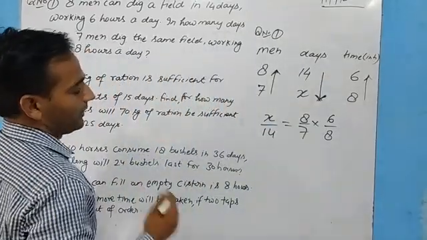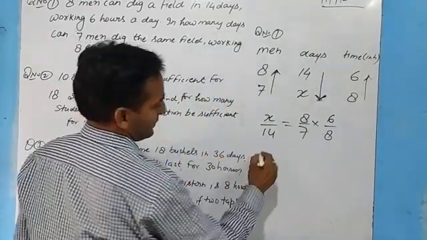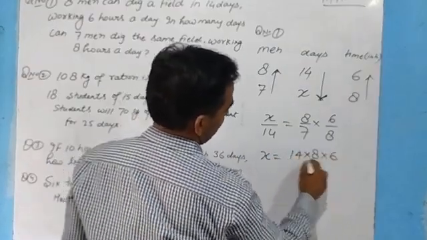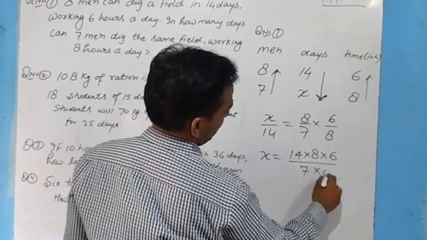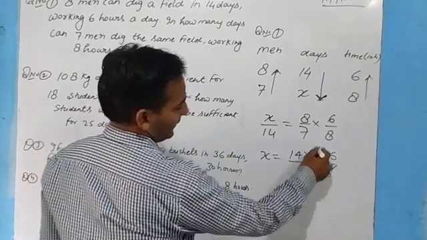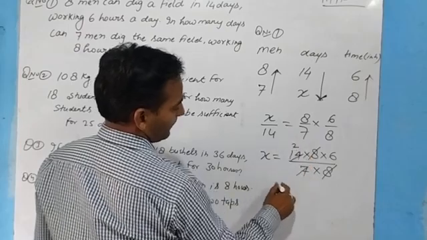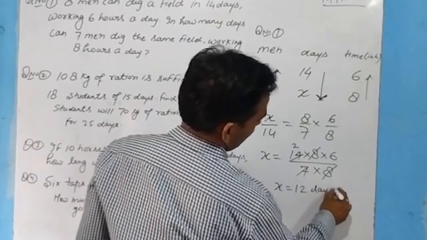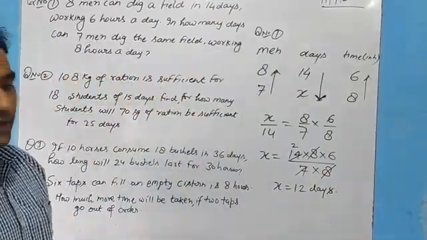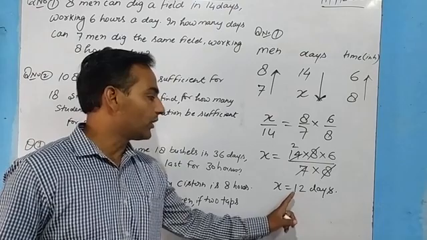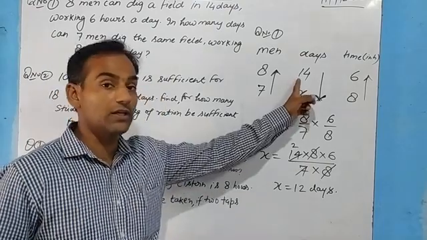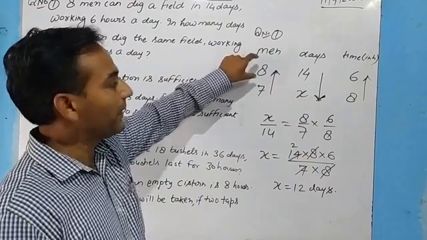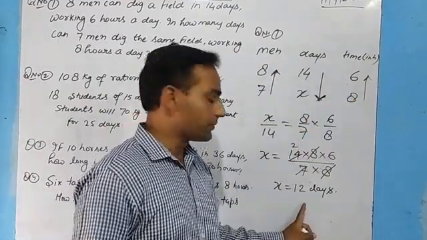Now listen, we have to find the value of x. x is equal to 14 into 8 into 6 upon 7 into 8. 8 and 8 cancel, 7 twos are 14, and x is equal to 12. 12 what? 12 days. So if 7 men are working 8 hours a day, then they will require only 12 days. Earlier it required 14 days. As you can see, 8 men were there, but they were working only 6 hours a day. So this will be the answer. Please note it down.